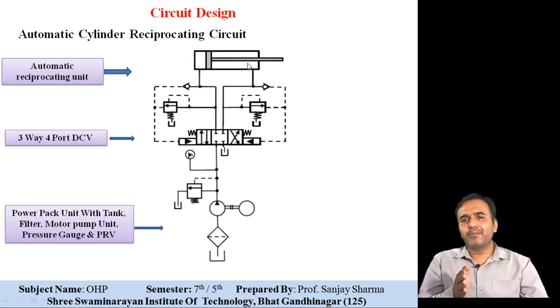And after reaching the maximum limit, what will happen? The flow will stop here and it will generate pressure. And this pressure will be sensed by this pressure regulating device. And this switch will send a signal to this solenoid valve, and this solenoid valve will change position and move towards the left. It means it will come to the cross position.